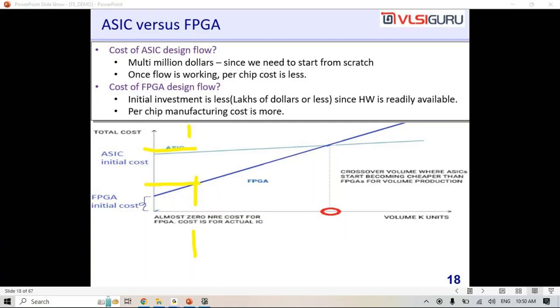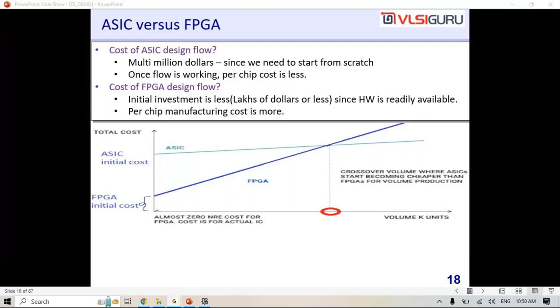Why that difference? Because the initial investment for ASIC is high. That yellow line is the initial investment for ASIC. Red line is the initial investment for FPGA. But to manufacture FPGA, the per chip cost will be more. So based on this, companies will decide whether they should go with ASIC or FPGA.